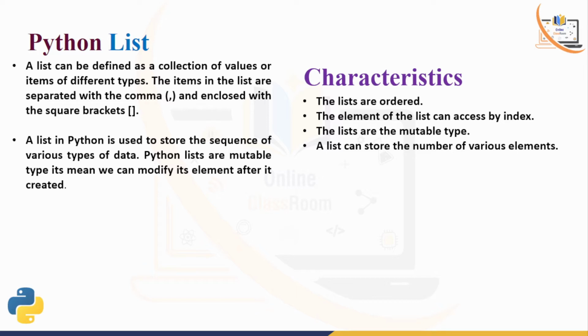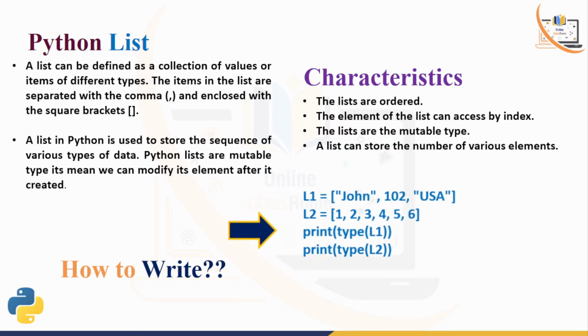The second thing we have to know is the characteristics. Lists are ordered, first one, and the second one is that the elements of the list can be accessed by the index of that particular list. Obviously, some index values must be there, like a string. The index value of the list starts with 0, right? And lists are mutable, so we can update the value of a list when we want. And a list can store a number of various elements. So elements may be of many types.